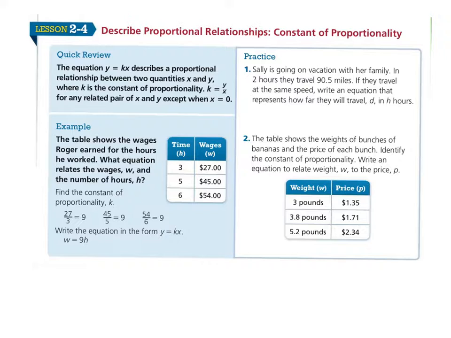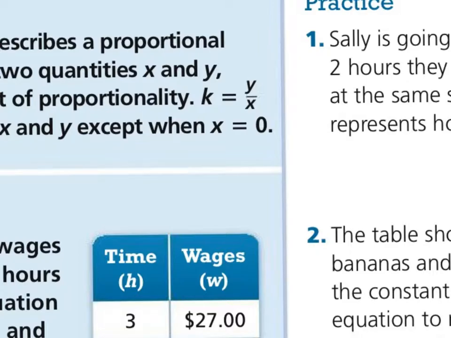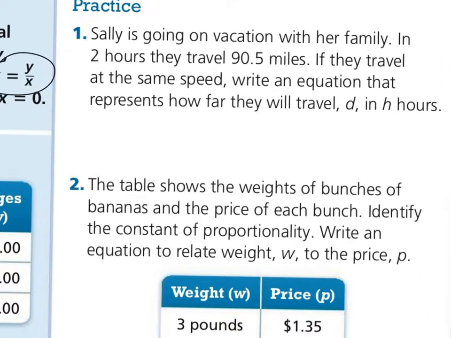Lesson 4, we're looking at constant of proportionality. That's that k value we talked about, y equals kx. Remember we talked about that k value we find by y divided by x. So Sally's going on vacation with her family. In 2 hours they travel 90.5 miles. If they travel at the same speed, write an equation to represent how far they will travel d in h hours. Okay, so they're switching things up on us here a little bit. They're having us use different variables instead of y and x.